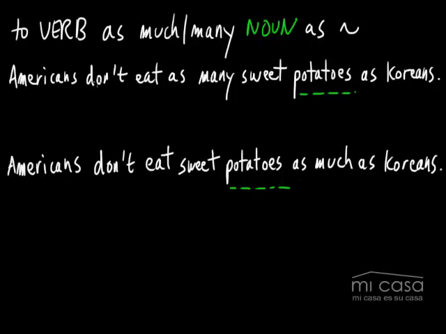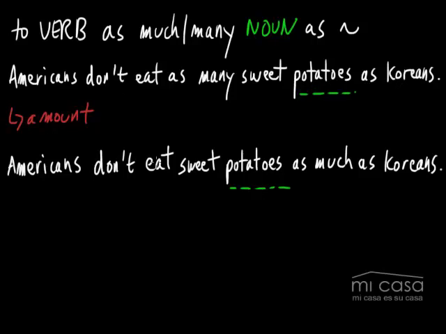How are these different? In this sentence, we're talking about the amount of sweet potatoes. Let's say Koreans eat 10 million sweet potatoes every year, which is a lot of sweet potatoes, and Americans only eat 1 million sweet potatoes. Then if you want to really stress the amount, you would want to say this sentence: Americans don't eat as many sweet potatoes as Koreans.